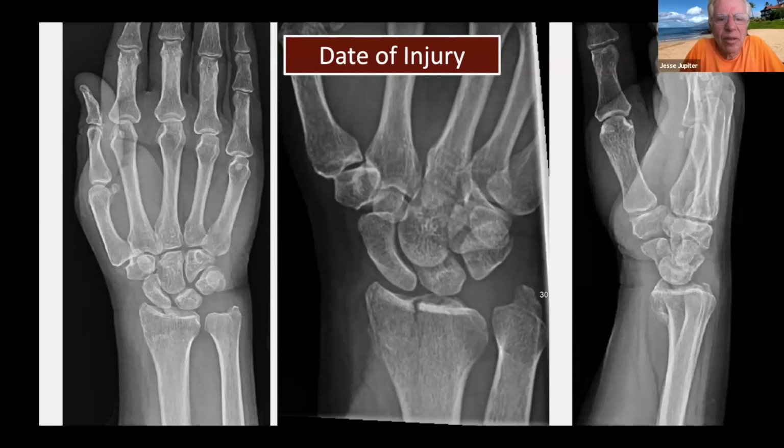There are no tricks here. No, I see a fracture in the end of the radius. Good. Great. I'm not sure about her carpal alignment either. But she has nothing. The carpus is okay.